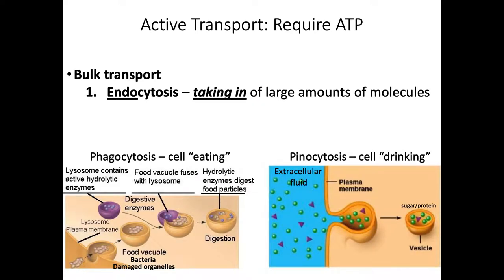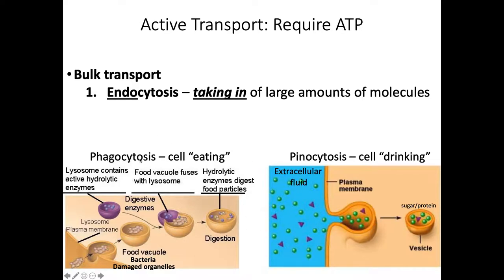Another type of active transport is called bulk transport, and there's two types of bulk transport. So bulk transport just means that you are moving things into the cell or out of the cell in bulk, in large amounts. The first one is called endocytosis. Endo means in, and then cytosis means a cell's condition. So this is when you're bringing something large or something with a great amount inside of the cell at once. And then there's two types that you guys will have to know.